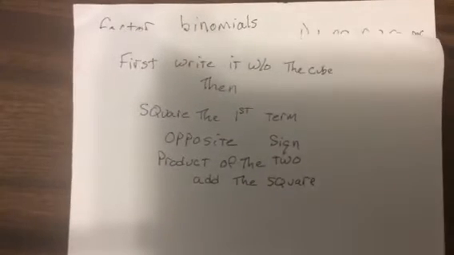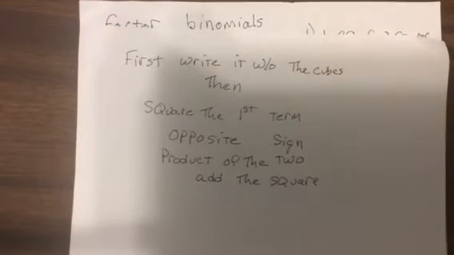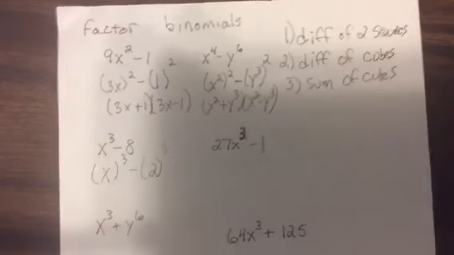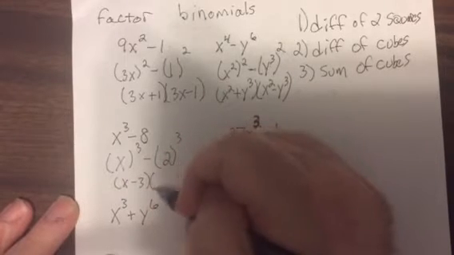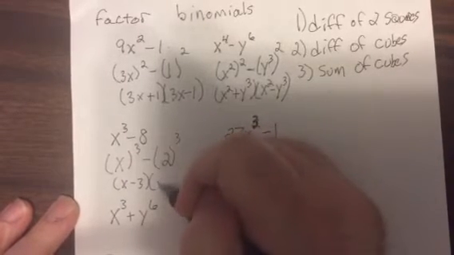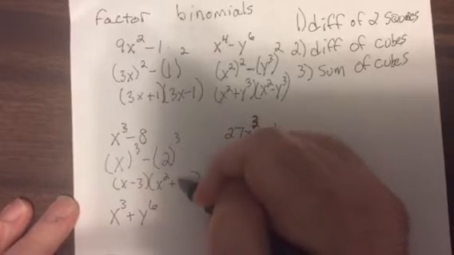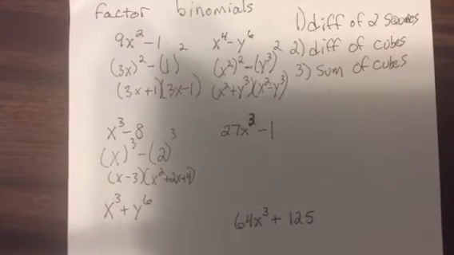First, write it without the cubes. Then, square the first term, opposite sign, product of the two, add the square. So let's see what we got. First, write it without the cubes. Then, square the first term, opposite sign, product of the two. It's 2x. Add the square. 2 squared is 4.